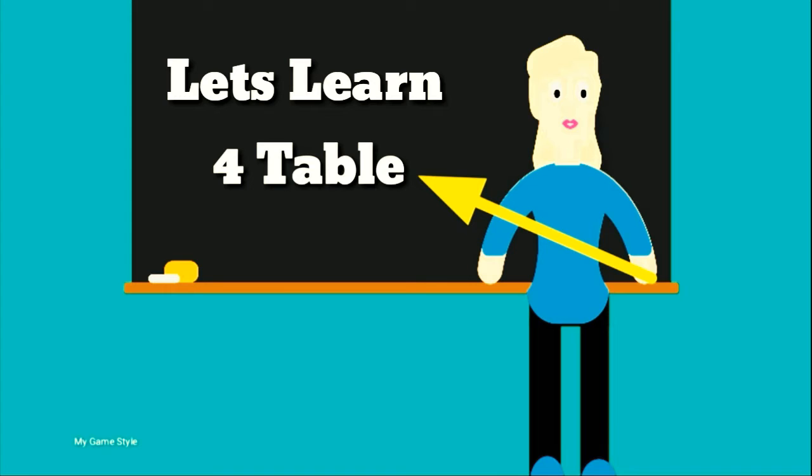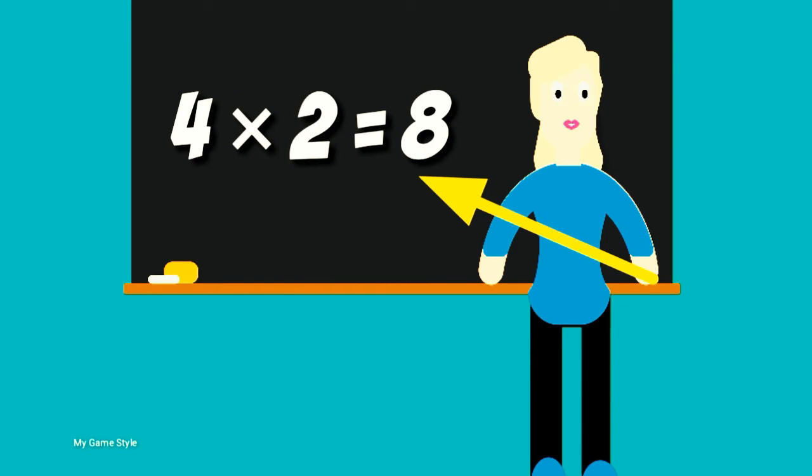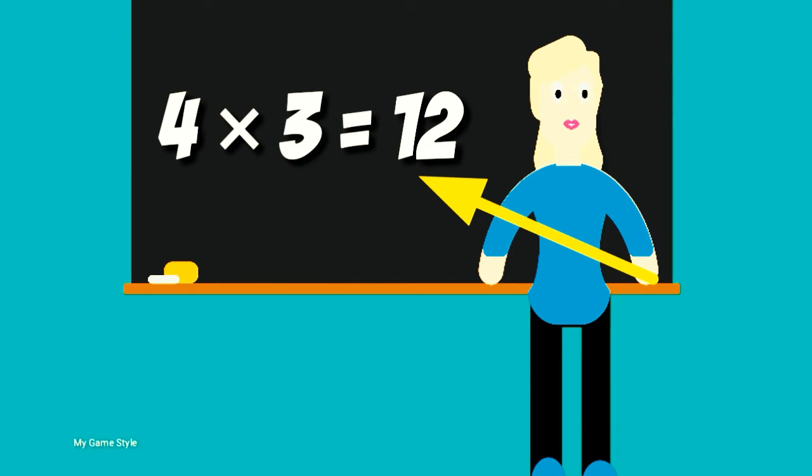Four table. Four ones are four. Four twos are eight. Four threes are 12. Four fours are 16.